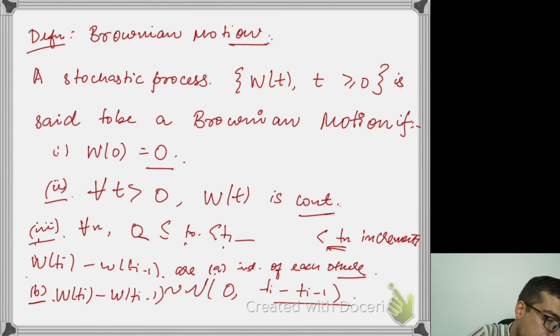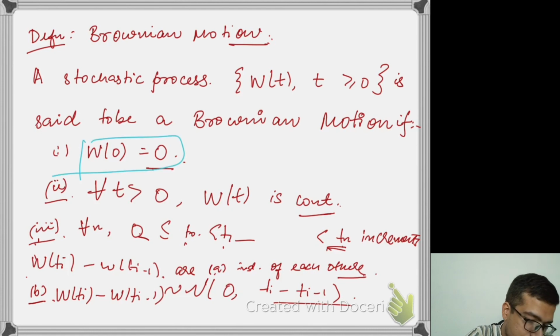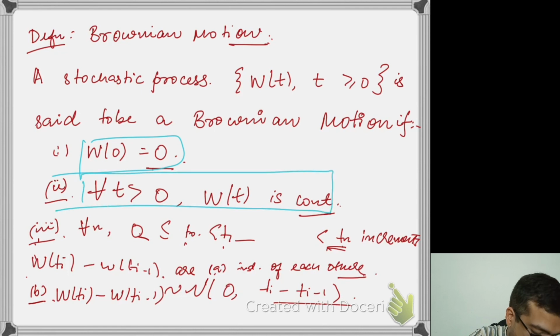So let's see these again. Firstly, the stochastic process starts from W_0 equals 0, and then the trajectory is a continuous trajectory. And thirdly, the increments are all independent of each other, and the distribution is given by a normal distribution.